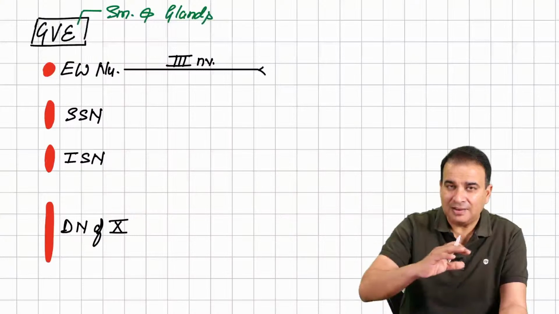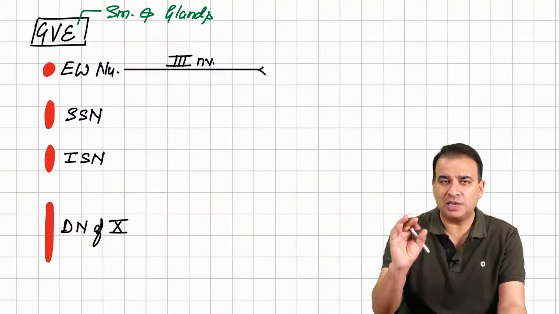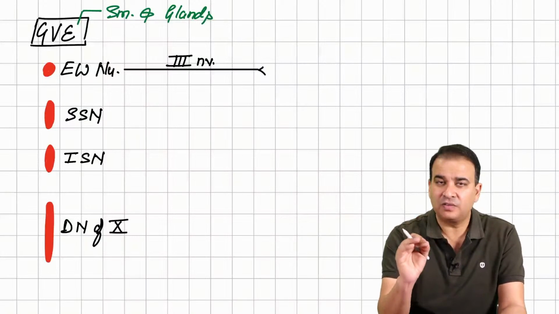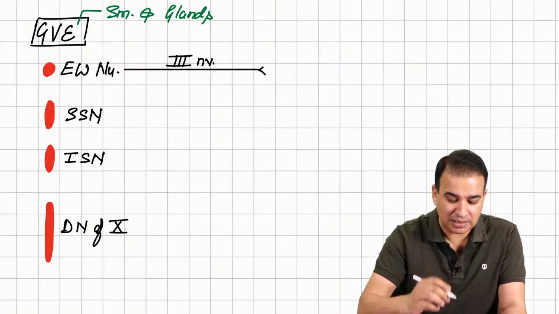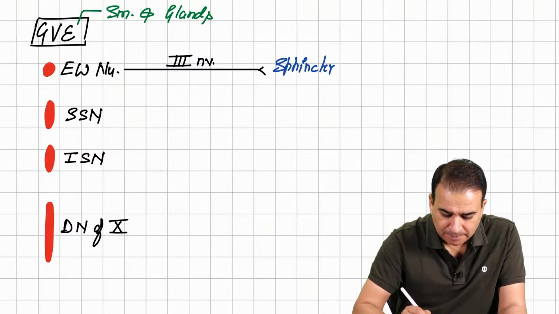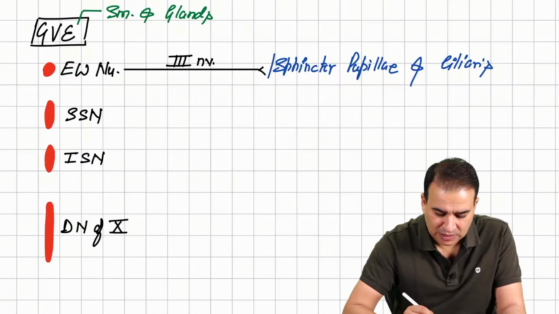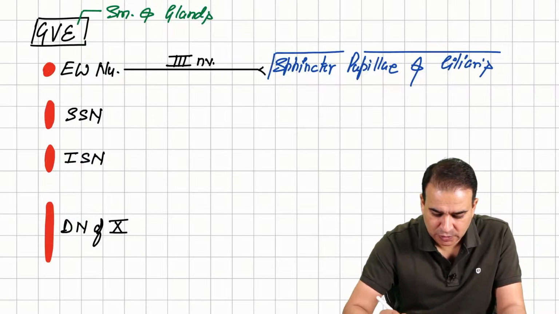What Edinger-Westphal will do using the third nerve is go to some ganglion and relay there. But let me just tell you in short, guys. The purpose of Edinger-Westphal is to go and supply some smooth muscles in the eyeball. Those smooth muscles are the sphincter pupillae and ciliaris. That is what the column is for.